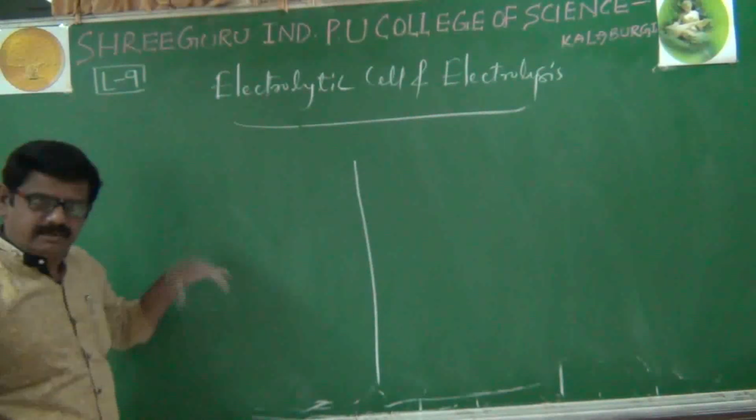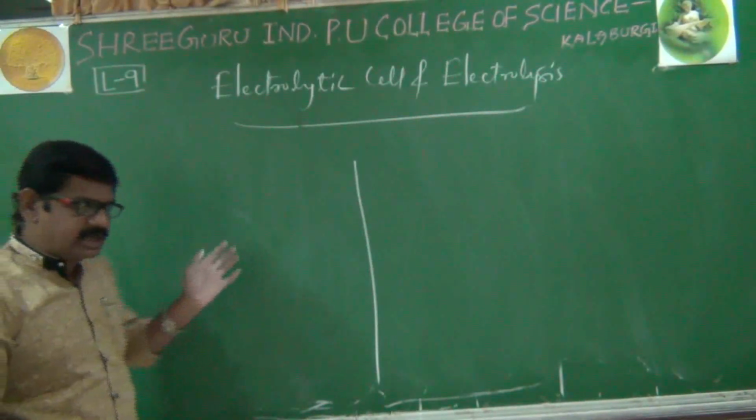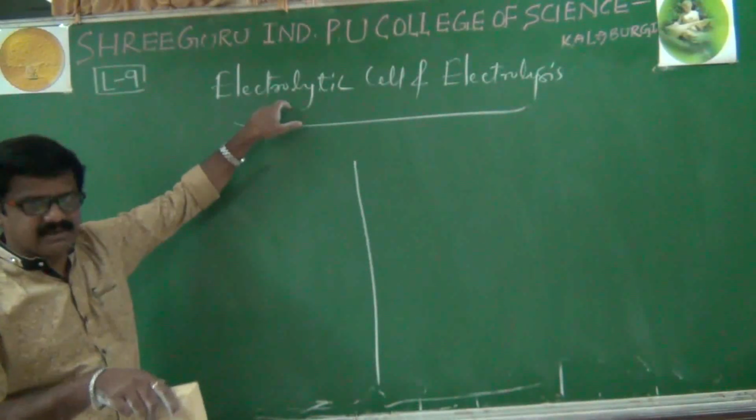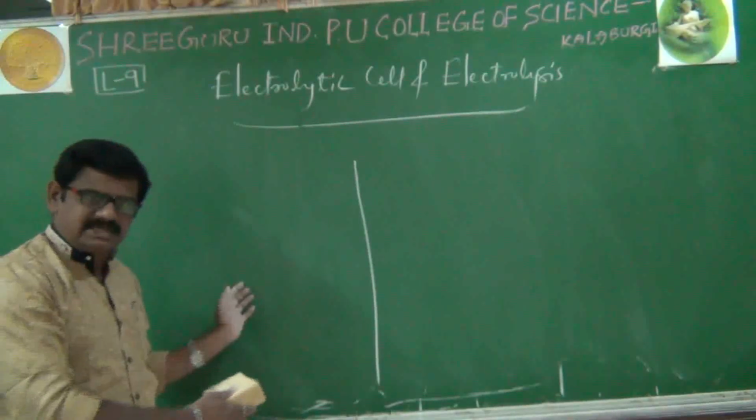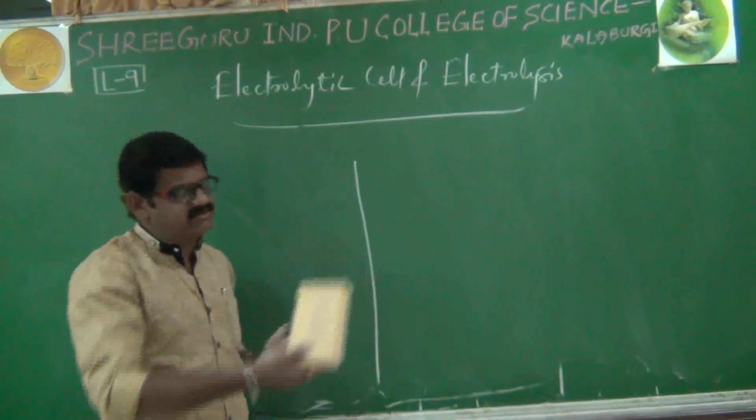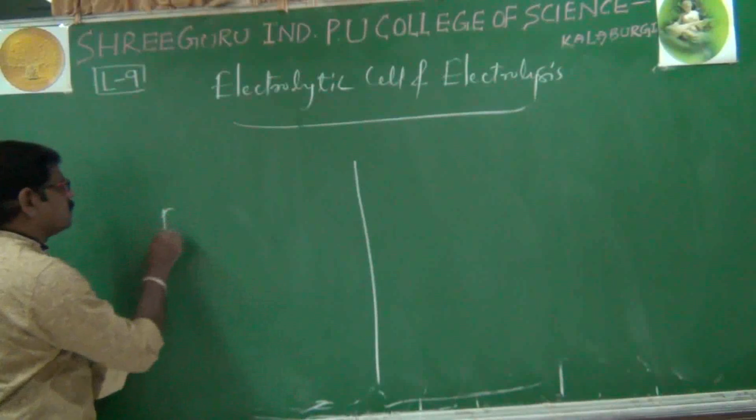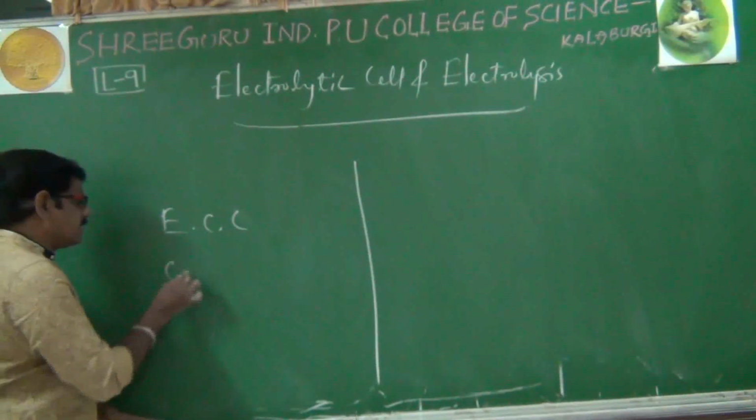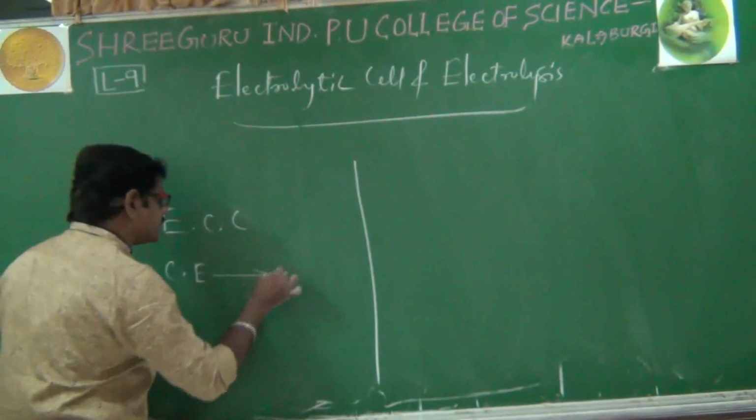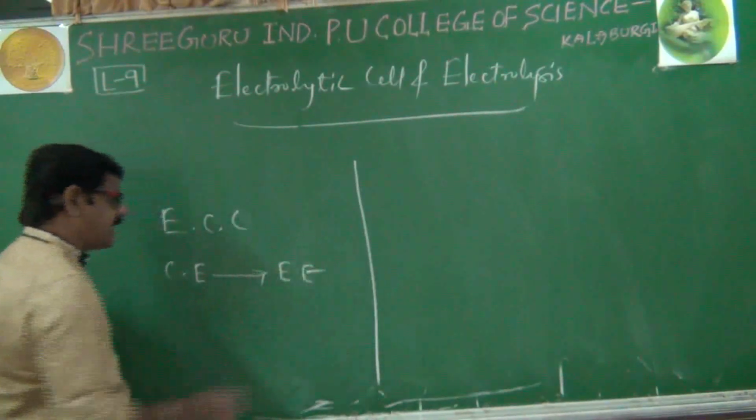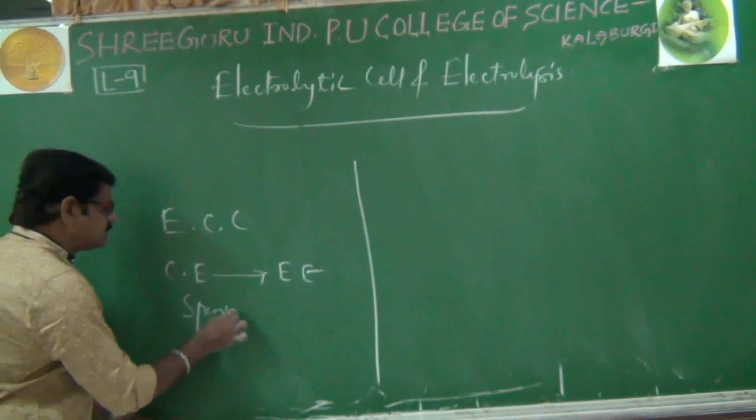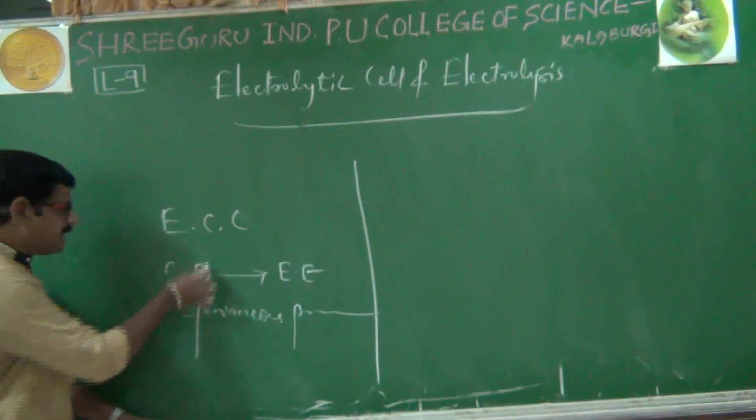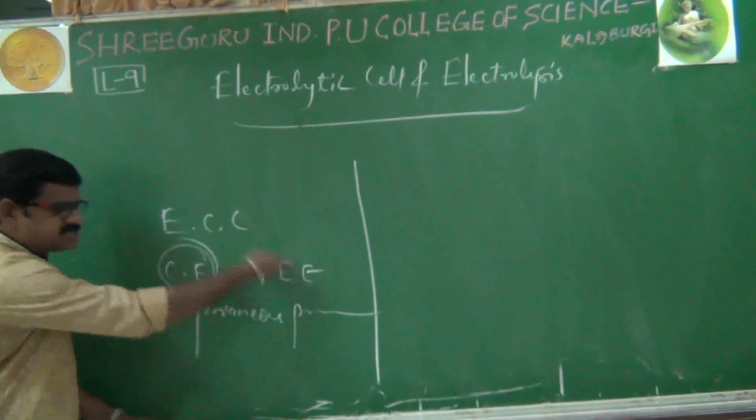In previous classes, till now we have discussed electrochemical cells. Now we have started the electrolytic cell. The difference between an electrochemical cell and an electrolytic cell is already familiar to you. In an electrochemical cell, like a Daniel cell, chemical energy is converted to electrical energy, and of course it is a spontaneous process. Because of chemical reactions, current is produced here.